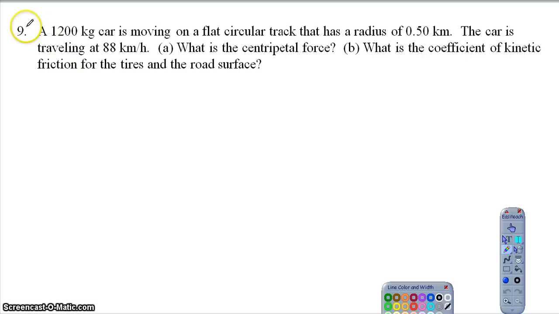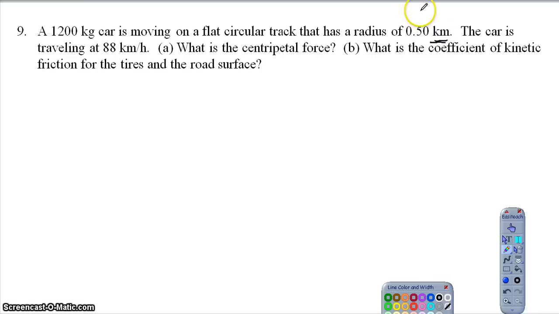Question 9 of homework 7-3 is also mostly a review question at this point. It doesn't hurt to come back and think about this though, since we are talking circular motion in the sense that we're talking rotational motion. This goes back to chapter 6 when we looked at uniform circular motion, but it's a good chance to review. So a 1,200 kilogram car is moving on a flat circular track with a radius of 0.50 kilometers.